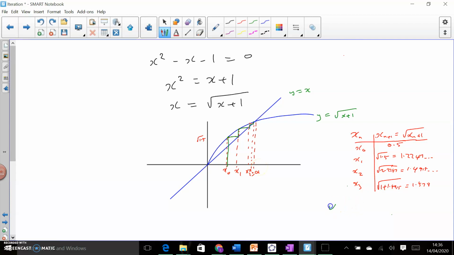So your alpha is approximately equal to 1.578. Of course, I can do that as many times as I want, and you'll get closer and closer. If I did it about 7 more times, I get approximately 1.61803, etc. So you get closer to the root that we found.